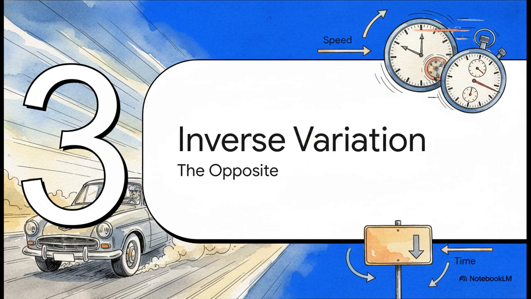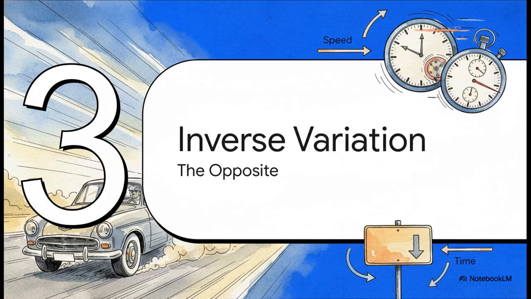So up to this point, all our variables have been buddies, moving in the same direction. But what about relationships that are, well, the opposite? That's where inverse variation comes in. Let's go back to our car example. The faster you drive, the less time it takes, right?